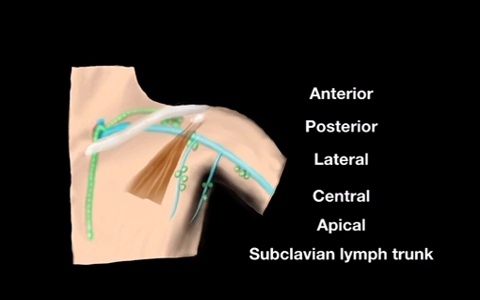The similar lymph channel on the right side is known as right lymphatic duct. It doesn't drain the abdomen. Okay, so the subclavian lymph trunk may either drain directly into the venous channel or can drain into the thoracic duct on the left side or right lymphatic duct on the right side. So that is about the lymph nodes of the axilla.